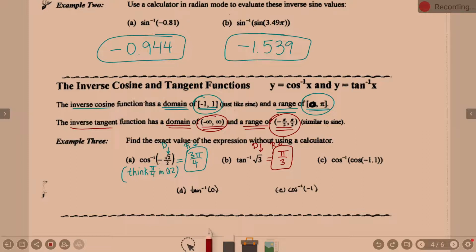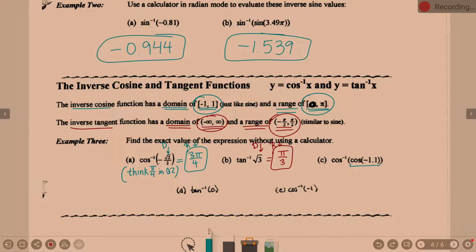Ready to try C? Cosine inverse of cosine of negative 1.1. Well, first of all, I see parentheses. So where am I going to start? Yeah, we're going to start inside the parentheses. Cosine of negative 1.1. First of all, this is a regular cosine here, isn't it?